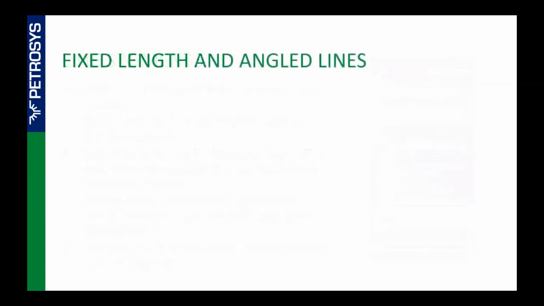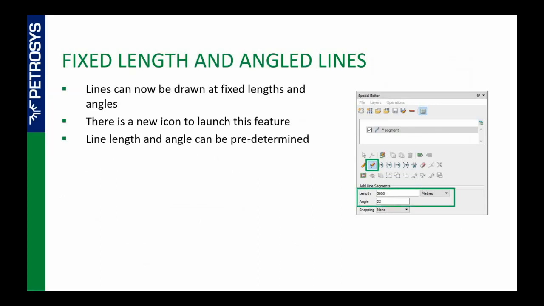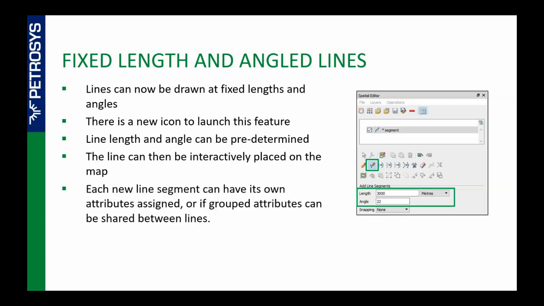We can also generate lines of fixed length and fixed angles, so we can draw them on the map. So we have a new icon for this feature, which is the one with the little line in front of it, with a pencil, and we can specify the length and the angle that we want to draw that on the map. And then we can interactively place those lines on the map. And again, we can display those in groups and group them together, and they all share attributes, or we can have them individually with their own attributes tied to each of those lines.